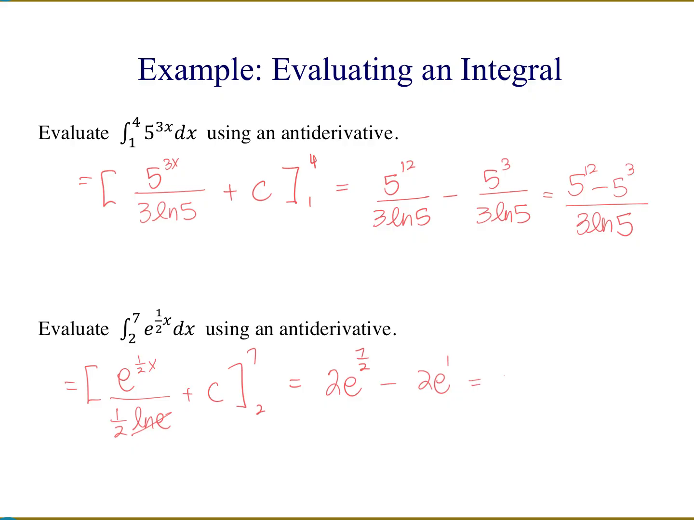So again, you could factor a 2 out and have e to the 7/2 minus e, but there is no other subtraction you can do. You can't subtract the powers or do any other simplification. That's really as far as you could go.